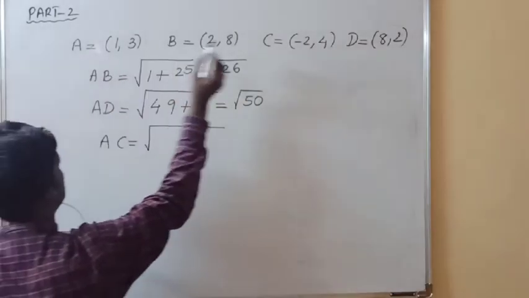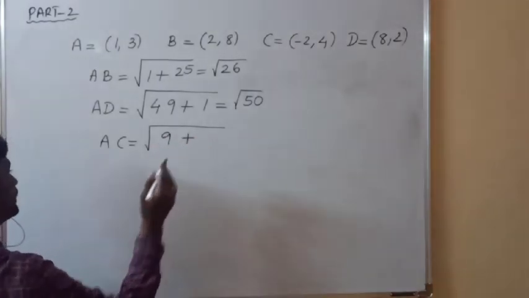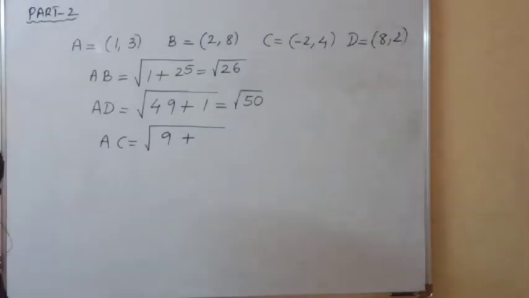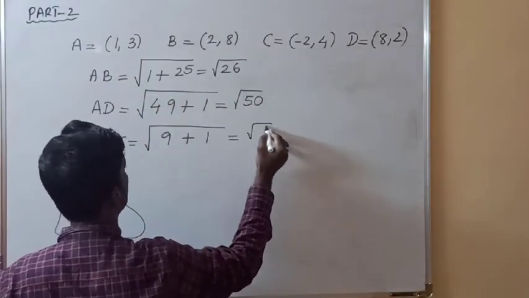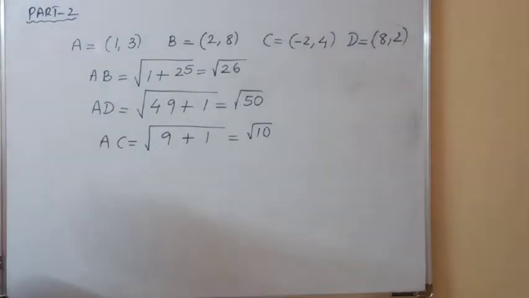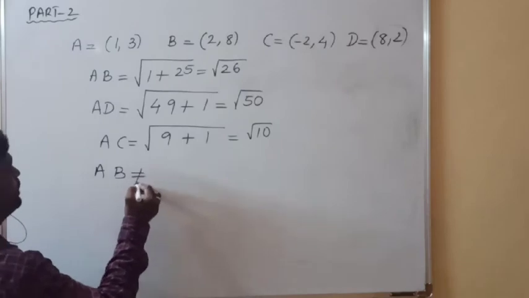Square root of (1 minus 2)² plus (1 plus 2)², which is 3² equals 9, plus (3 minus 4)², that is 1. So what you are getting is root 10. And here clearly AB distance is not equal to AD.